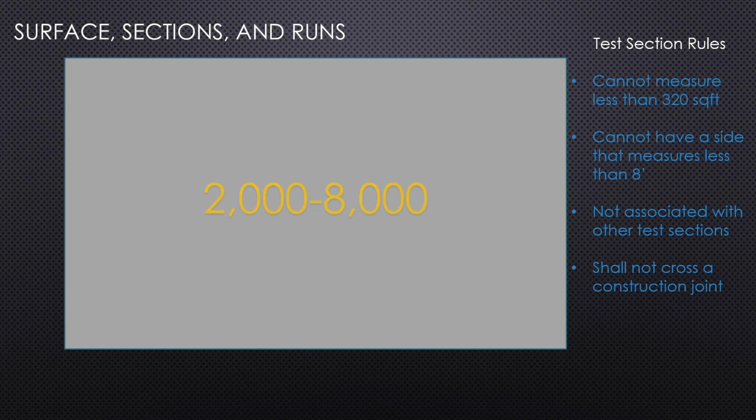Now, this isn't a rule. This is a general industry standard recommendation that you should create your test sections to be between 2,000 and 8,000 square feet. Again, this is not a rule. This is just a recommendation. This recommendation was created so that you can potentially reduce the impact that a localized anomaly has on the overall numbers.